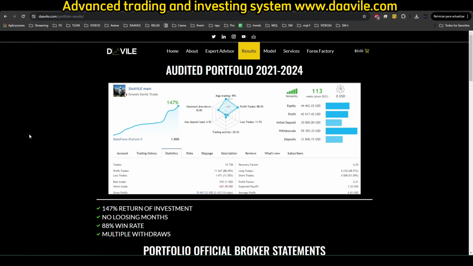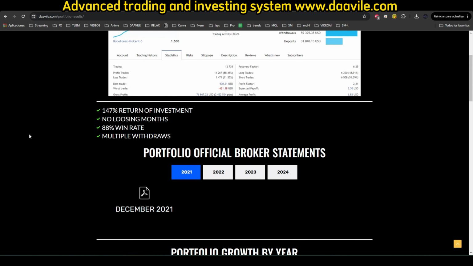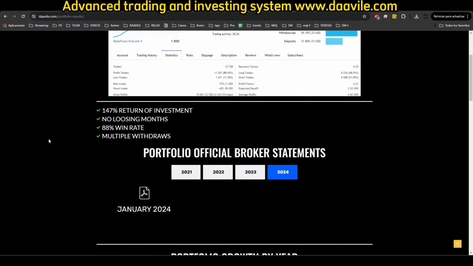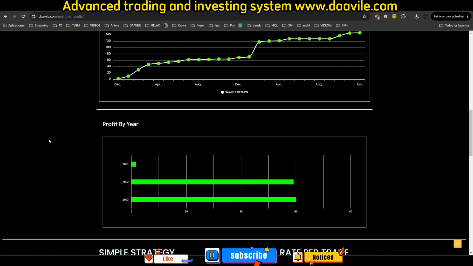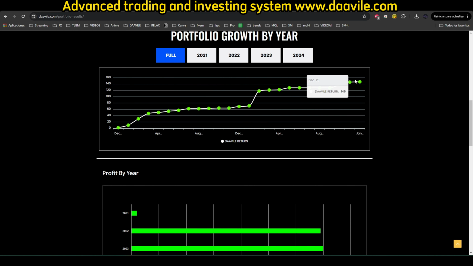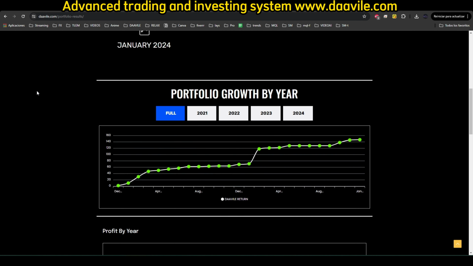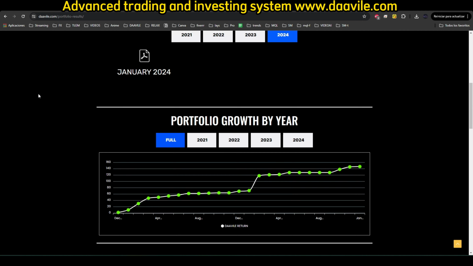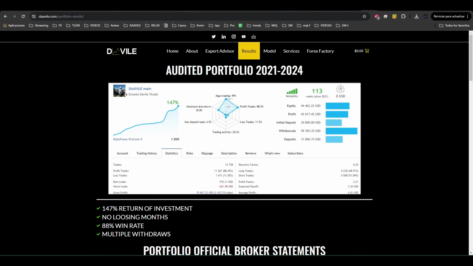That's why I recommend you start with something that you can control and you can backtest. Here are all the broker statements, in case my work is not enough, and the progress. So as you can see, it's a very nice curve, no negative months up to today. So just keep it simple.